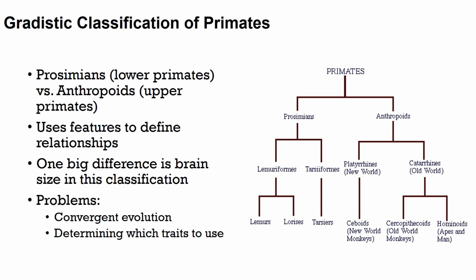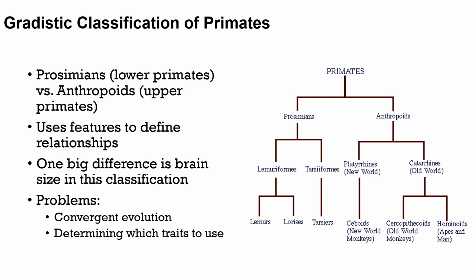But there are a couple of problems with using a gradistic classification. One is this issue of convergent evolution. What happens, for instance, if two very different species happen to evolve similar traits because they're both being selected for? What happens, for instance, if two species both tend to evolve extra fingers, and we use the number of fingers that they have as one way of differentiating two groups? Then we might start getting false information, false equivalencies between two very, very different species.